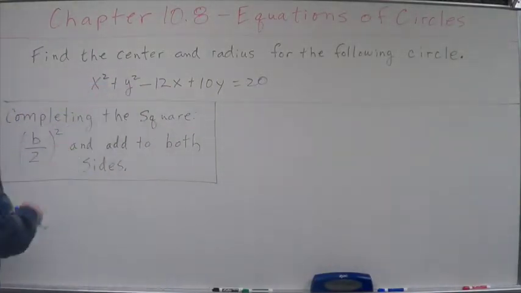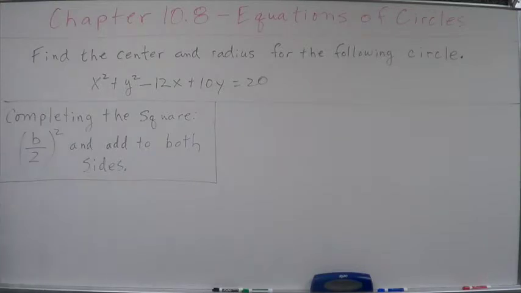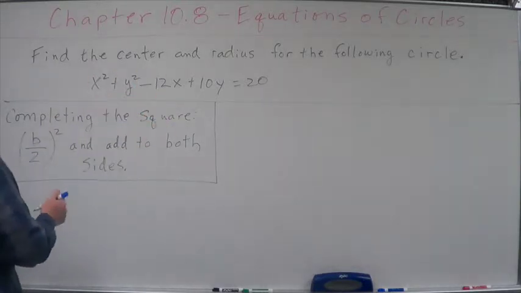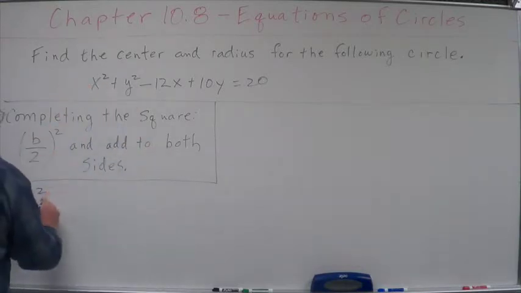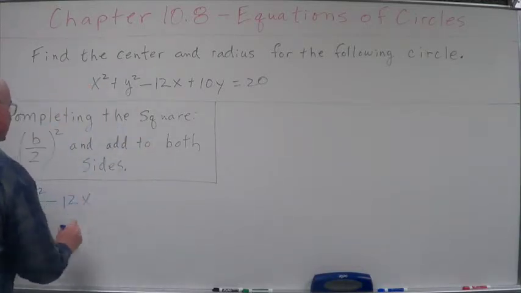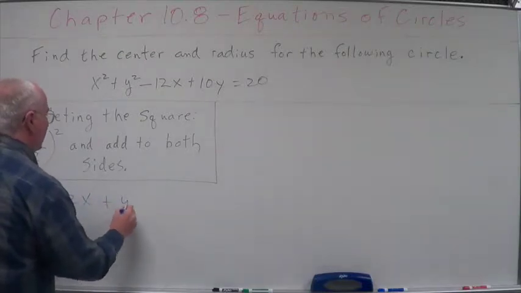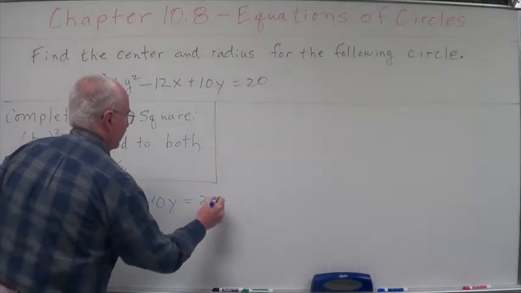Number one, let's get it into an x and a y format that we can begin to understand. Let's rearrange it. The commutative property of addition allows us to do that. It doesn't matter what order we do it in as long as we maintain the signs. So I'm going to put x squared, bring the x up, so that's minus 12x. Okay, I'm through with my x's. Then I've got plus y squared minus 10y equals 20.